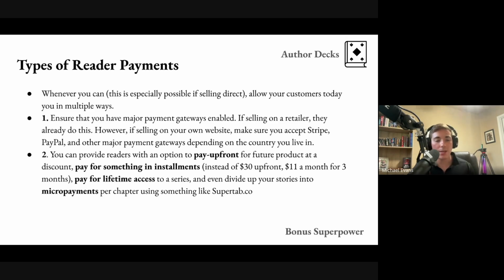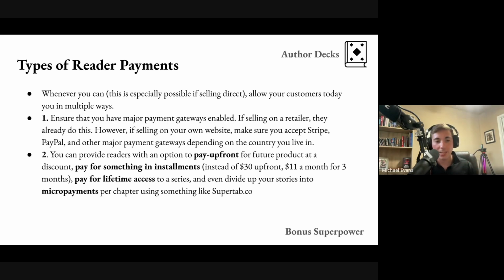There's other direct sales things that you can use too. What SuperTab does is it decreases the payment processing fee, so you keep more of your revenue. And they do that by creating a tab that adds up all the readers' mini payments over time, and then charges it at once. It's kind of cool, because part of why micropayments have been challenging in the past is because of how high payment processing fees are on them.